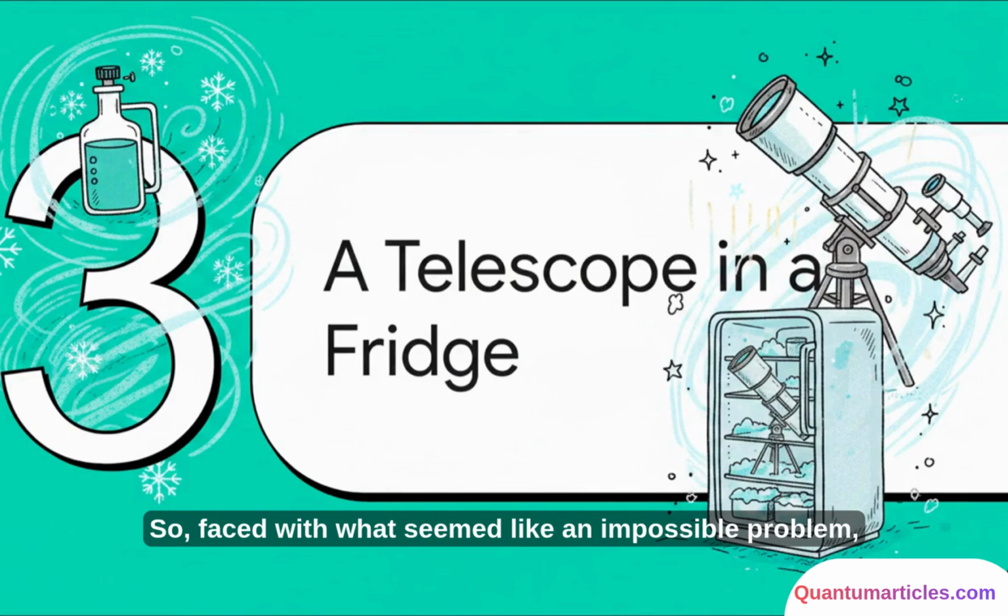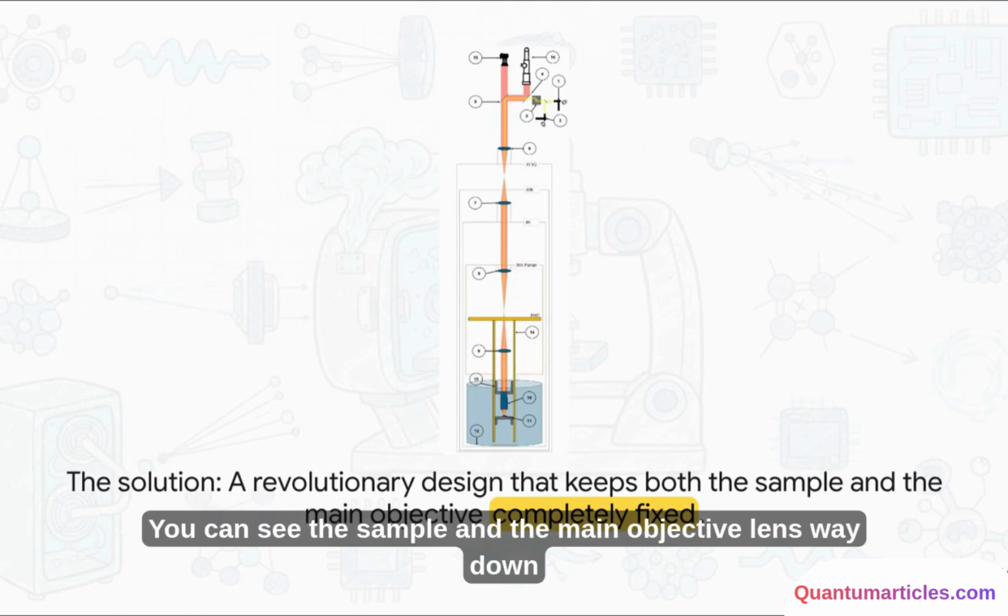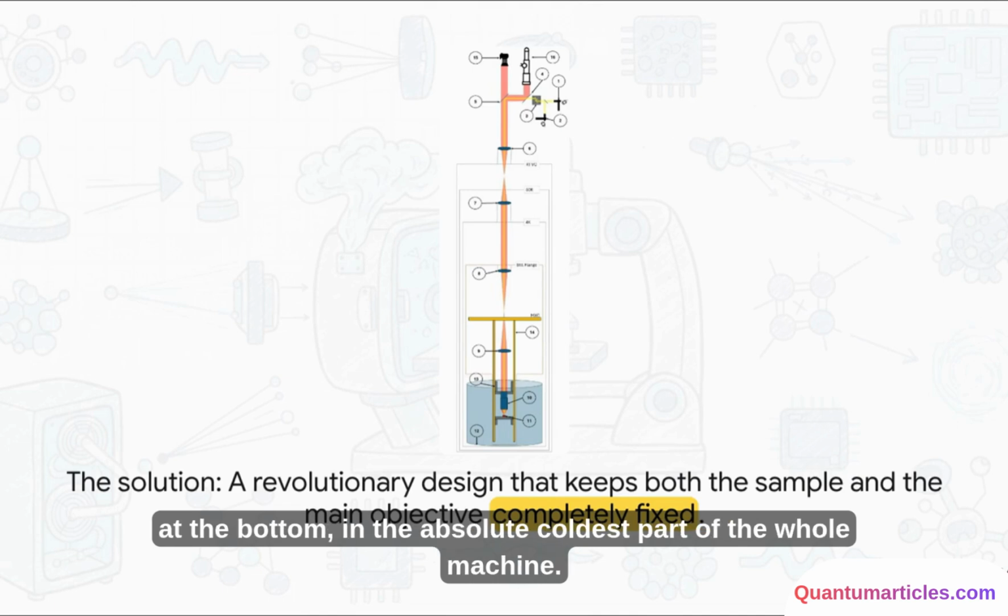So, faced with what seemed like an impossible problem, the researchers had this incredible flash of brilliance. Instead of fighting the cold, what if they just embraced it? They came up with this unbelievably elegant solution. They decided to build a telescope inside a refrigerator. And here it is. This is the design. It's ingenious. Just take a look. You can see the sample and the main objective lens way down at the bottom, in the absolute coldest part of the whole machine.